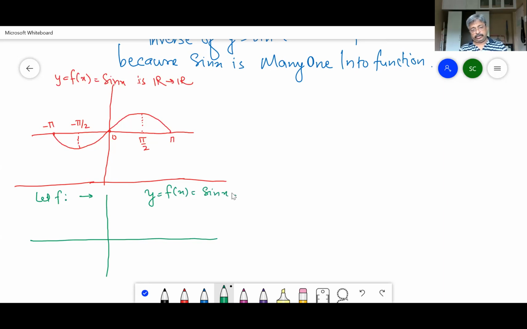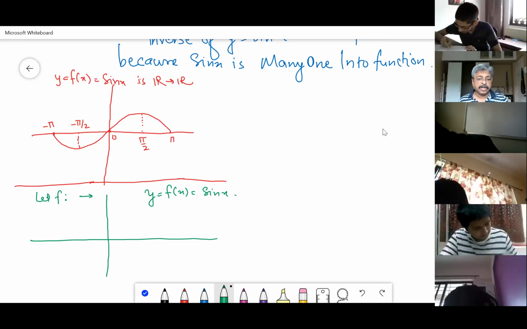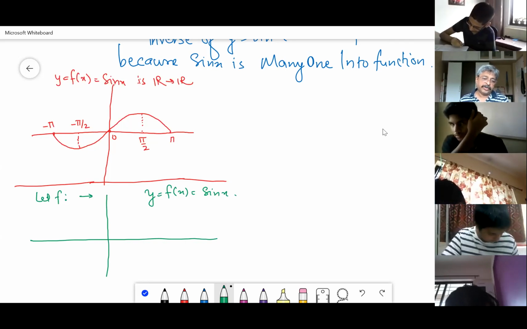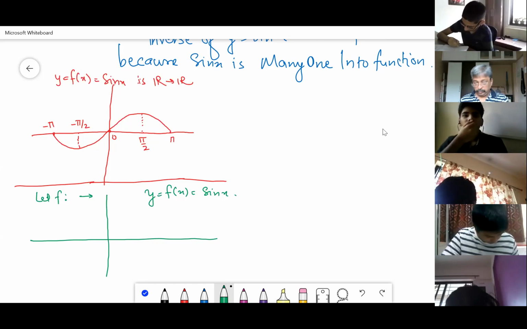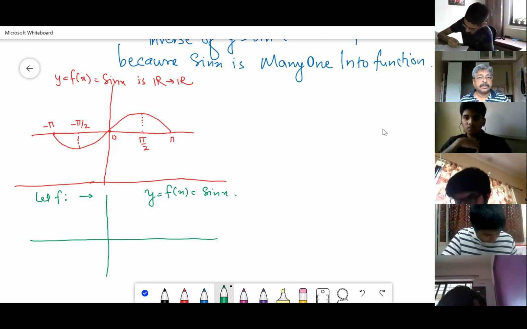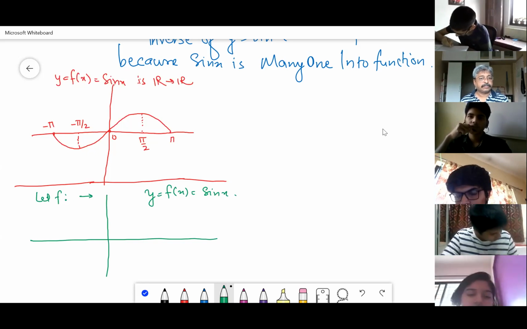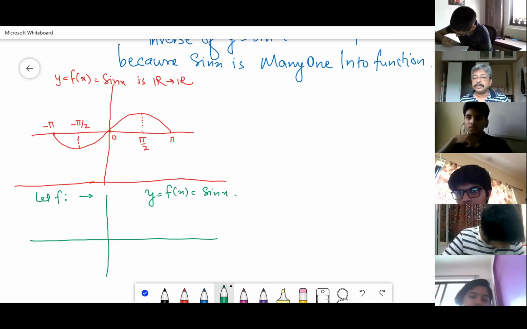So what will you do if you were given the responsibility of trimming the domain and making it 1-1 onto? What will you do? Yes, tell me. Sir, consider the interval minus pi by 2 to plus pi by 2. That seems to be the correct answer.